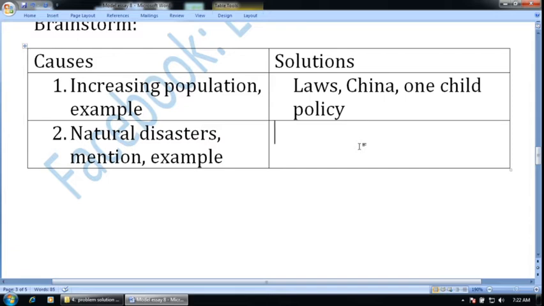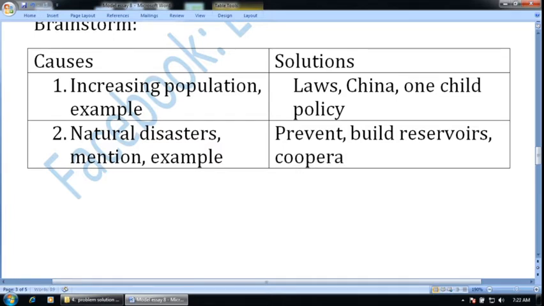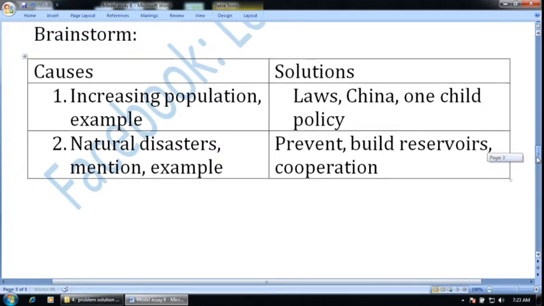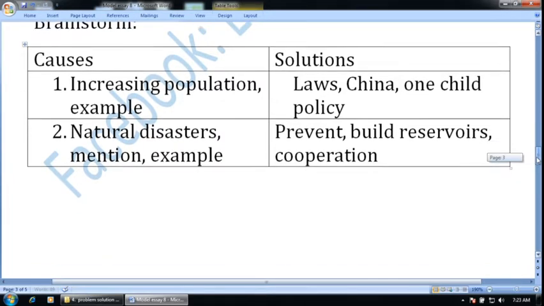We cannot stop natural disasters, but we can take precautionary measures. For example, if there are floods, we can build reservoirs to store the water and also to avoid floods. And all the nations can cooperate with each other. So these are my points, and I would explain and extend these problems and solutions.